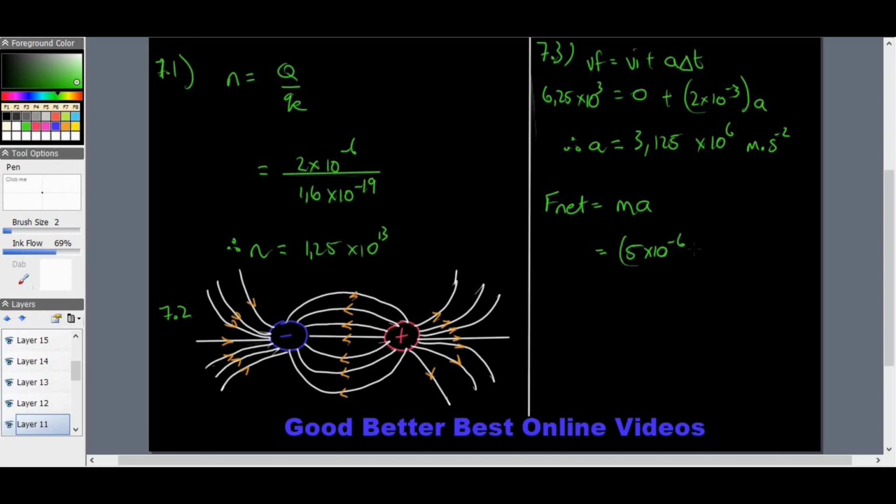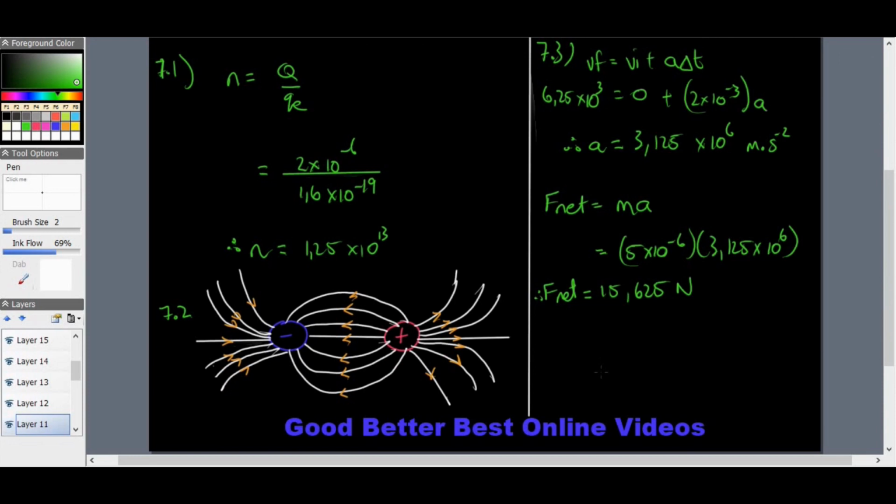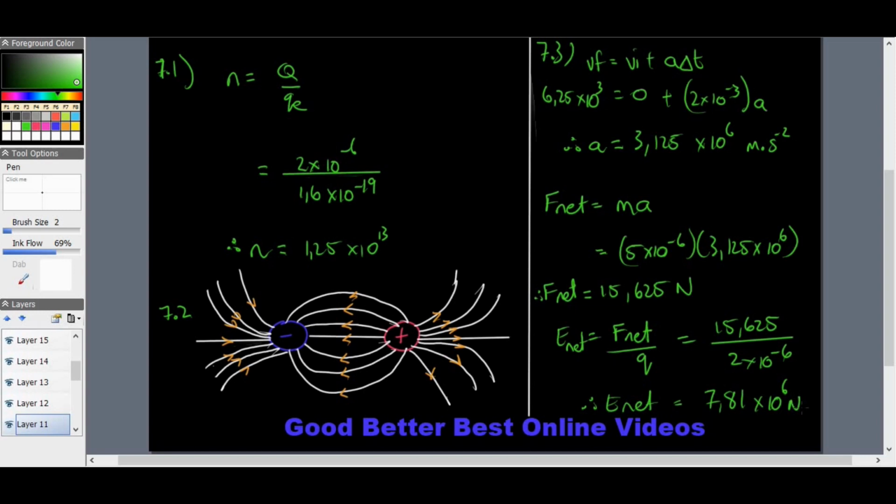5 times 10 to the negative 6 is the mass, times the acceleration, which is 3.125 times 10 to the power of 6. If we do that, we get the net force to equal 15.625 newtons. Now we want to find the actual question, which is the net electric field. We can calculate the net electric field if we're working with the net force in the formula E is equal to F net divided by Q. This becomes E net because we're using F net, which equals the net force of 15.625 divided by Q, which in this case is 2 times 10 to the negative 6, and we get E net to equal 7.81 times 10 to the power of 6 newtons per coulomb.